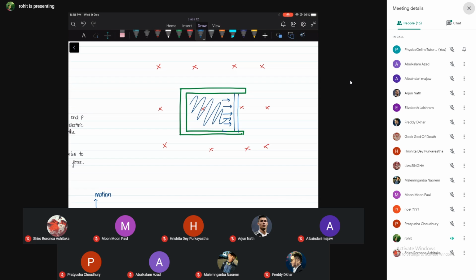Is this face facing the same magnetic field or same north pole, or is it going to feel more and more north pole? What is happening here? That is what I'm asking. Is it going to face the north pole or more and more north pole? That is what I'm asking.